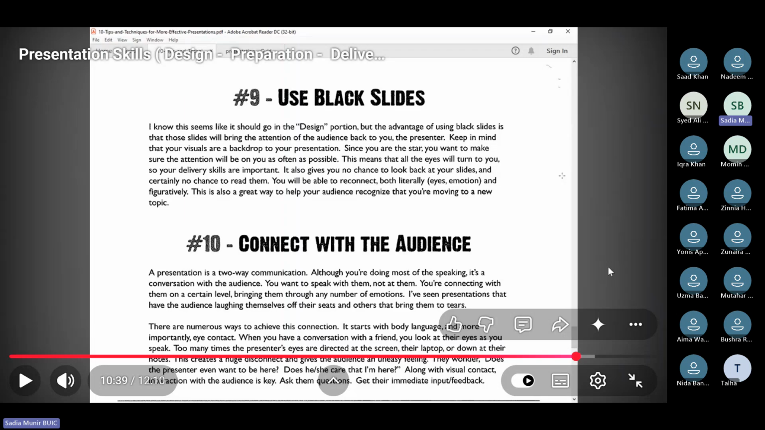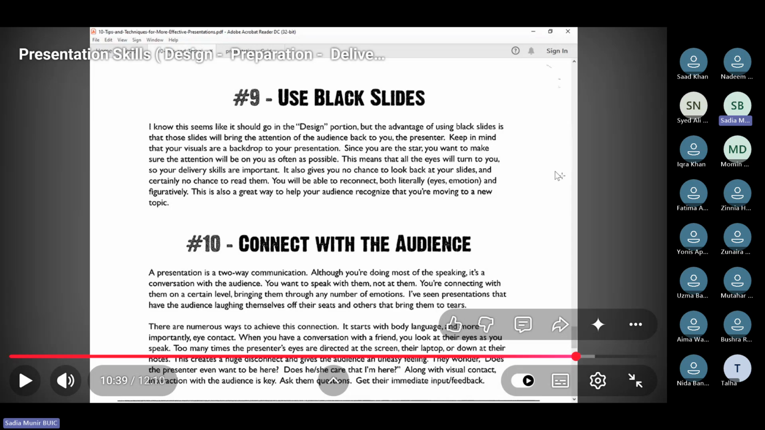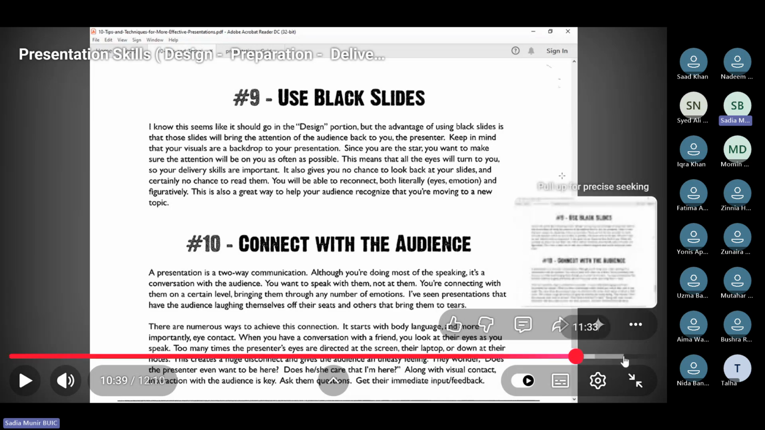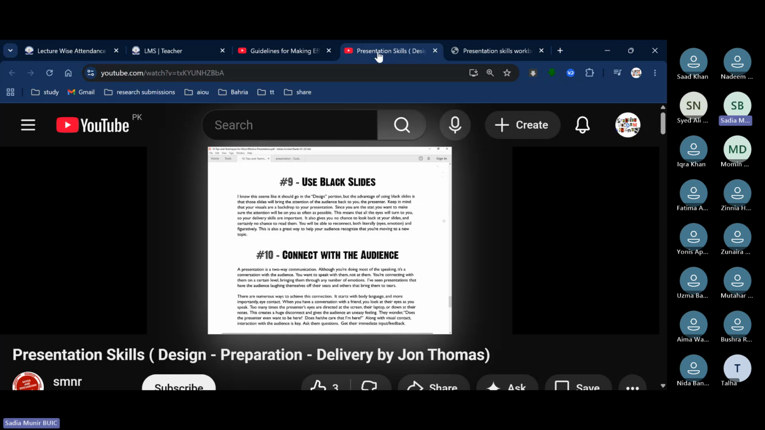Of course, you can use black slides. There are two points of view available in the books. One of them tells you do not use black slides. The other ones would tell you you should use it. So it is your choice. I would recommend going for other kinds of colors. Black is a loud statement. And then you have to make a connection with the audience. So these are the 10 points that you should remember while designing, preparing, and delivering your presentation.